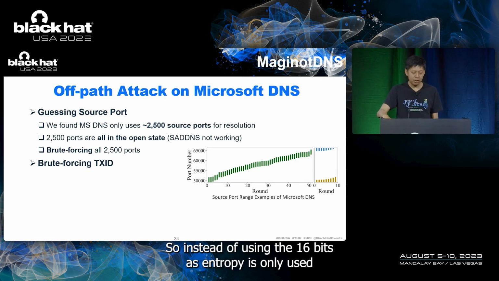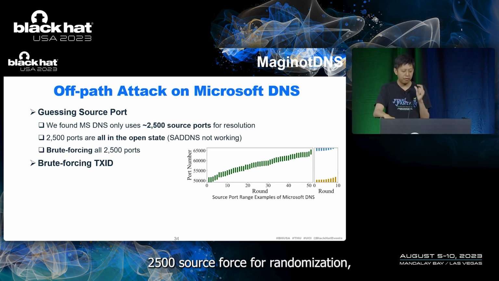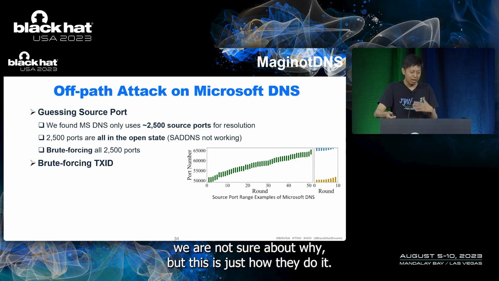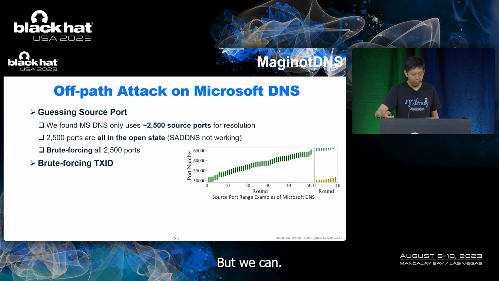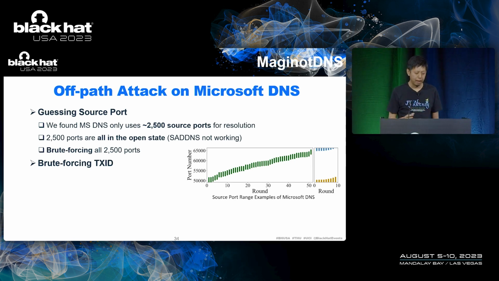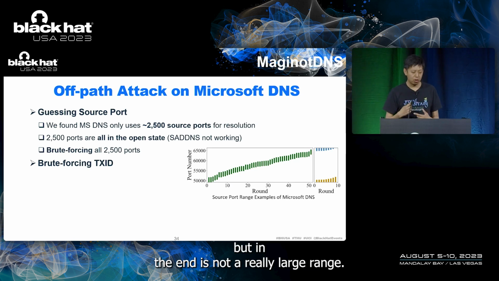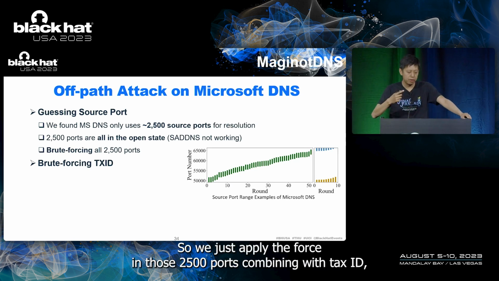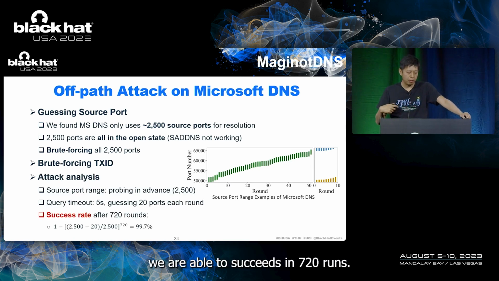So instead of using the 16 bits as entropy, it only uses 2,500 source ports for randomization. We are not sure why, but this is just how they do it. We cannot directly run the CDNS because all the ports are open. But in the end, it's not a really large range, so we just brute force those 2,500 ports, combining with the TXID, and we're able to succeed in 720 rounds.